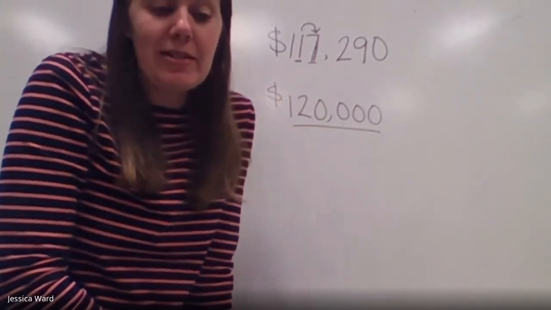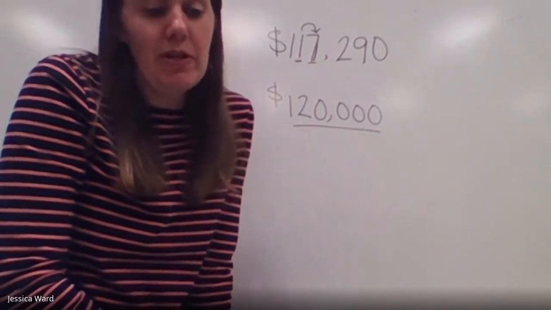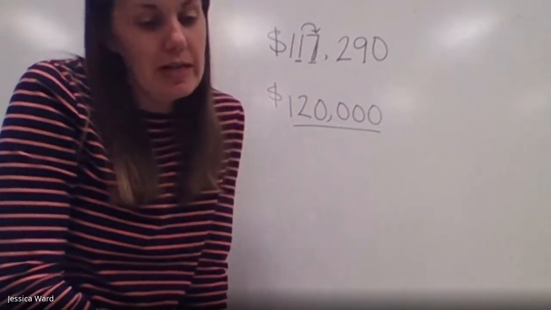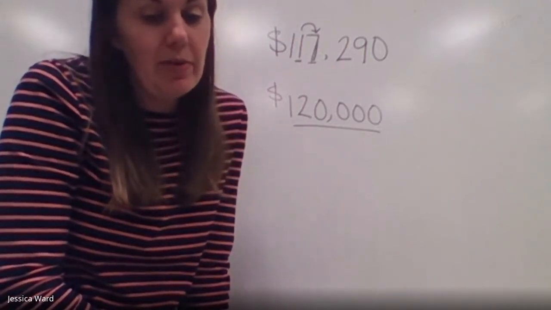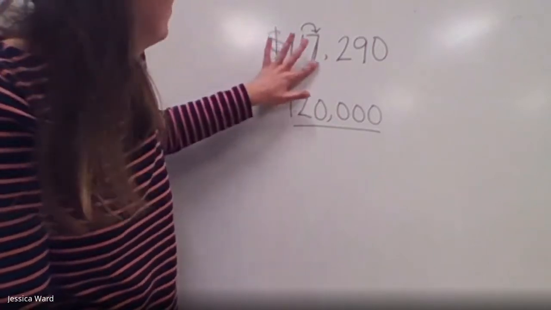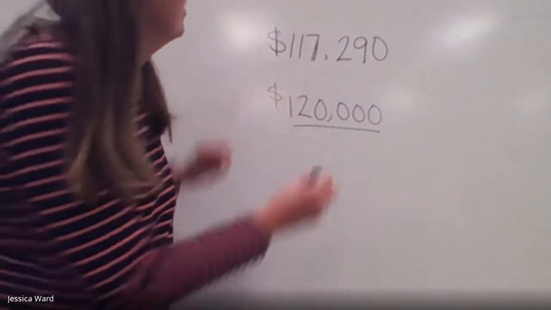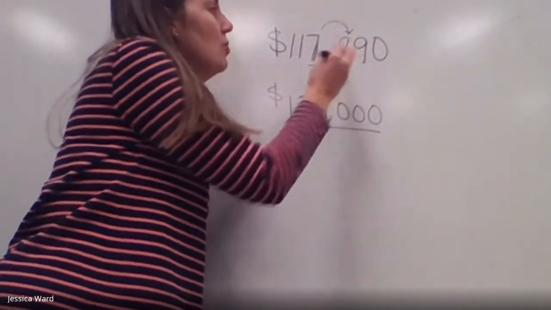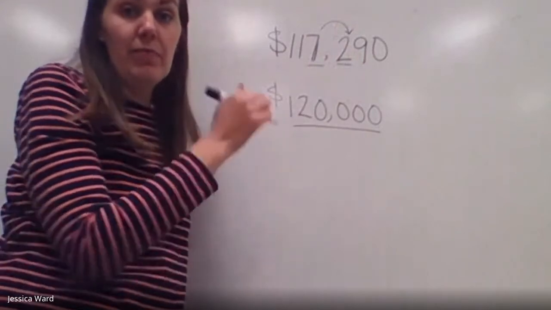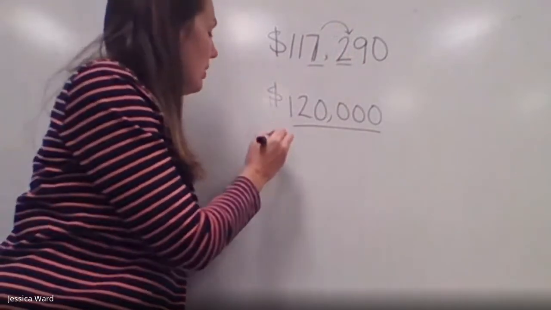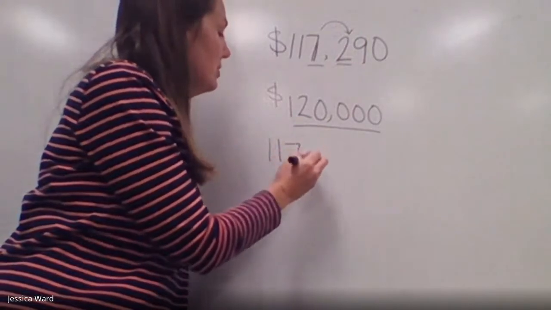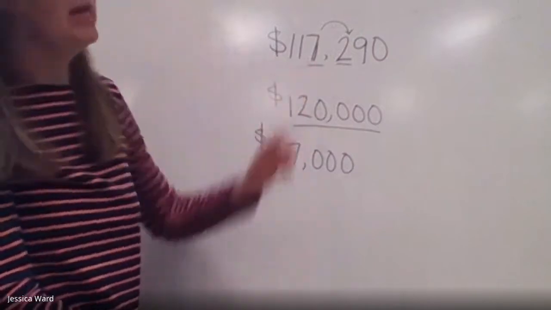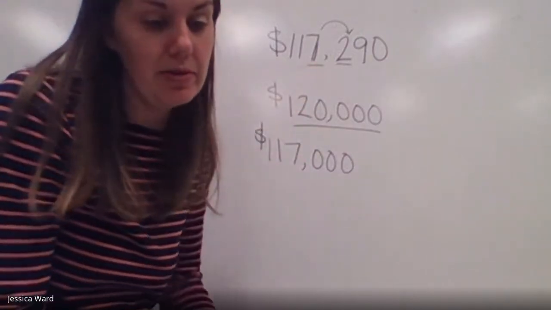Number 4 says, look at the second model, which 1,000 does 117,290 round to, 117,000 or 118,000? You can compare the number of hundreds. So again, we're rounding to our thousands place. We're going to look to the next number over. 2 is less than 5. So we are going to round it down to 117,000 instead of rounding up to 118,000.